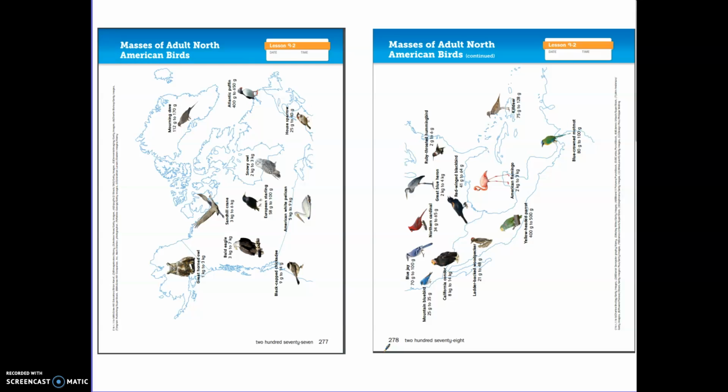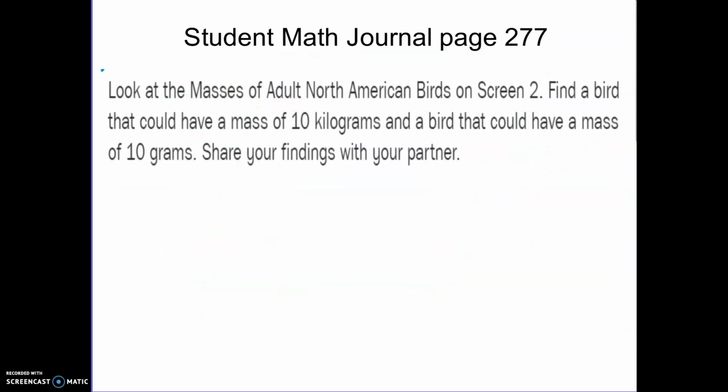And the information that is on these 2 pages are the masses of adult North American birds, meaning their weights. Masses means how heavy something is. So like I said, you're going to need to keep this open and ready. Let's work on this problem that I'm going to give you. So you can look at the screen and those books at the same time.